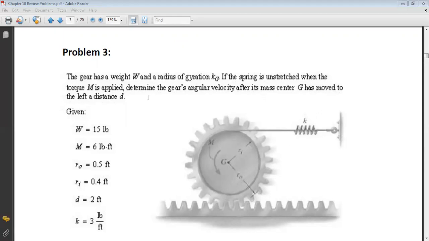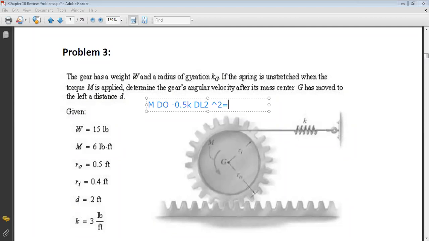So I have that the work is M times delta theta minus half k delta L2 squared. Now who can tell me what is delta L2? How to find delta L2? How to calculate it? Is it D? It's D. Exactly, it's D.